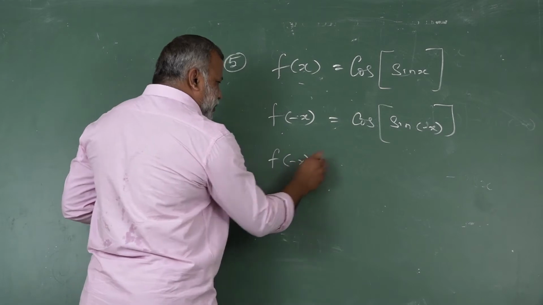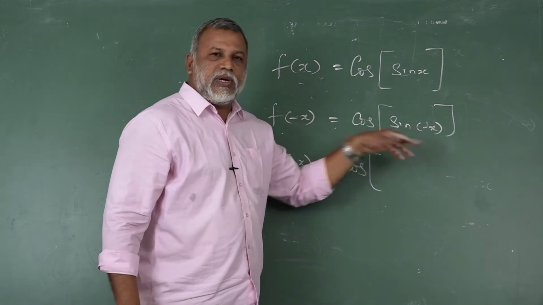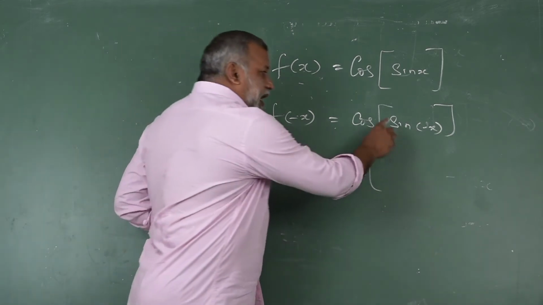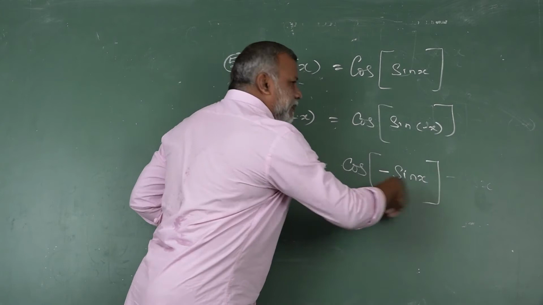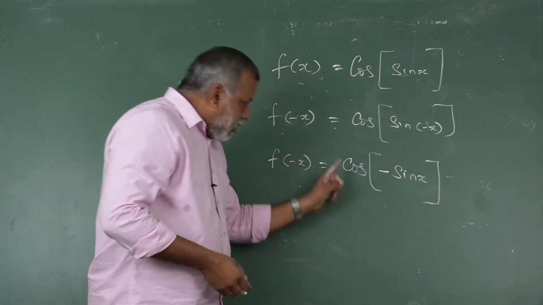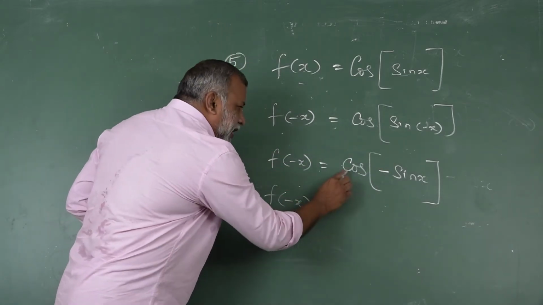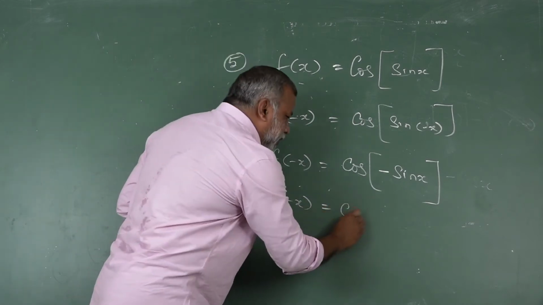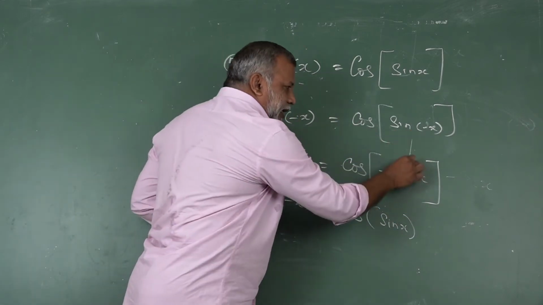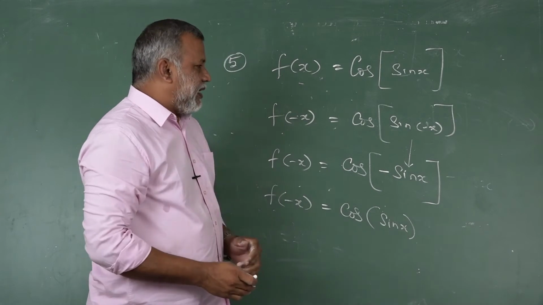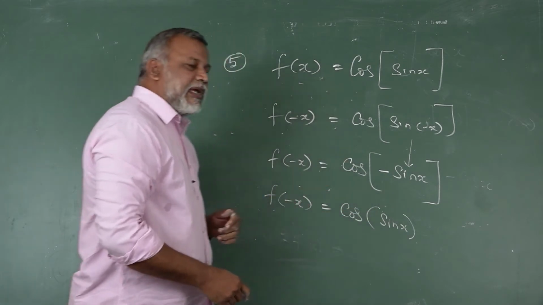Now f of minus x, as usual, cos is the outer function. Here we have sin of minus x. What is the meaning of sin? Sin emits the negative, so the negative comes out. But the outer layer is cos, and cos of a negative absorbs the negative, so it will become cos of sin x. See carefully: here sin emits a negative because sin is an odd function, but cos absorbs the negative, so it becomes positive only.